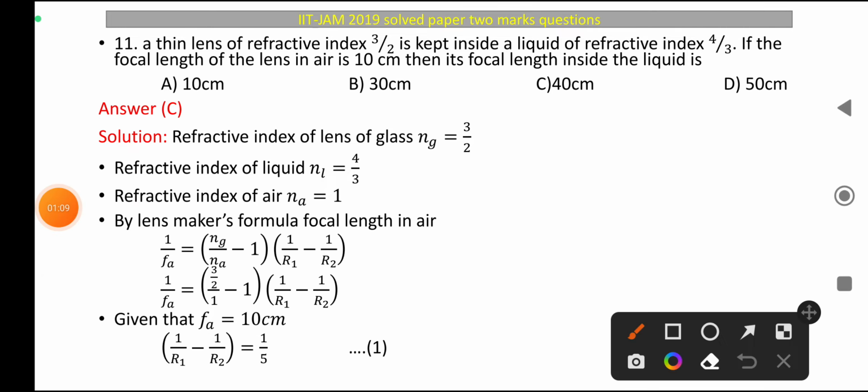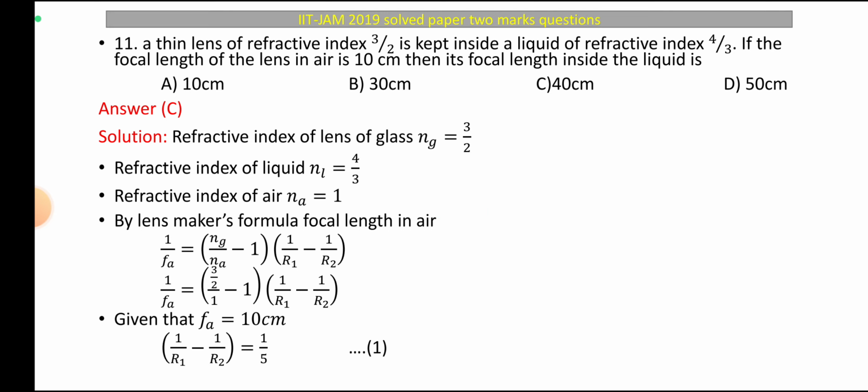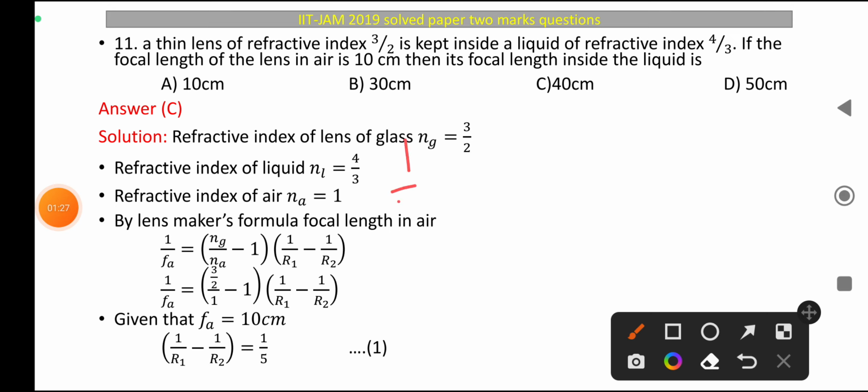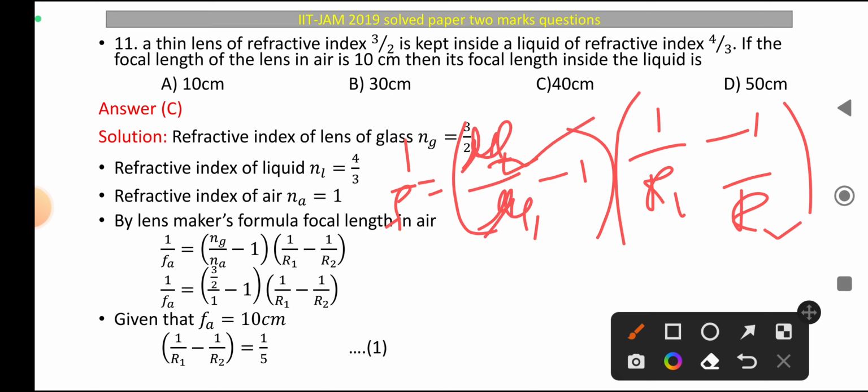So we know the air refractive index. By lens maker's formula, the general lens maker's formula is 1 by f is equal to mu 2 by mu 1 minus 1 into 1 by r1 minus 1 by r2. It is the actual lens maker's formula. Here mu 2 is the refractive index of the second medium by the refractive index of the first medium. So you must write the first medium below and the second medium above.